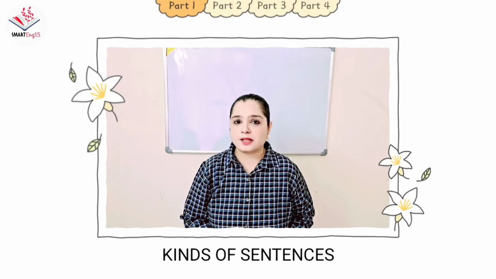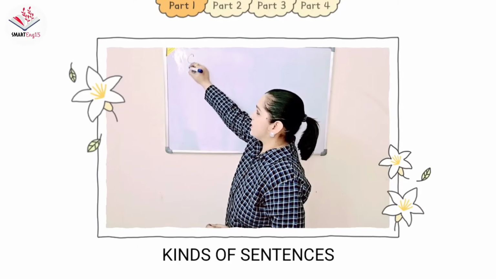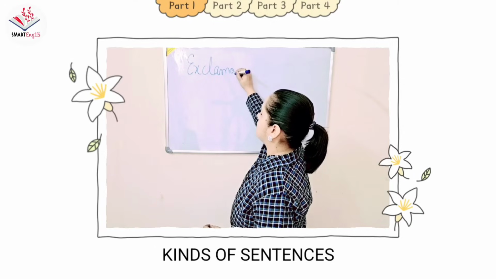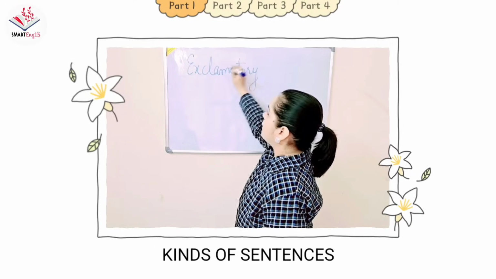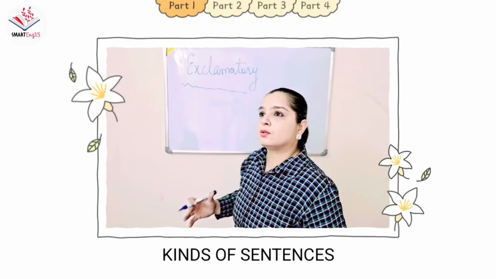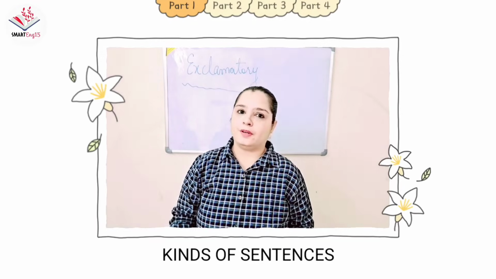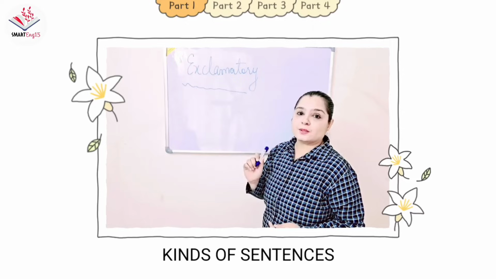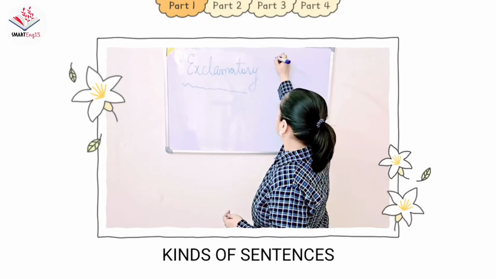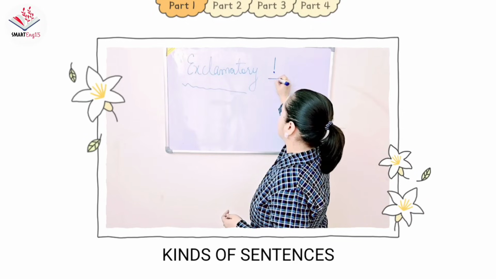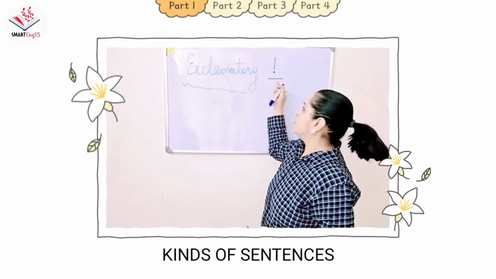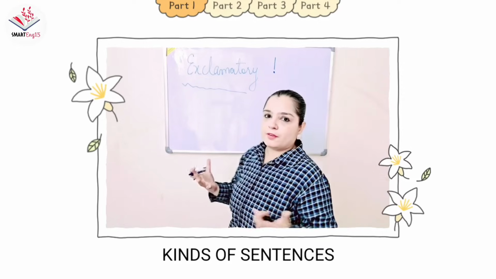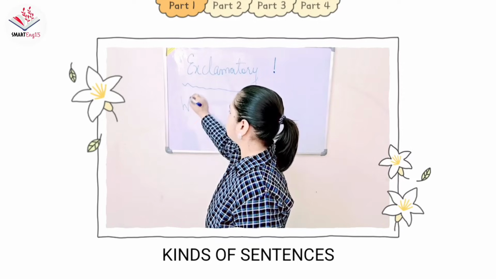The next sentence is the exclamatory sentence. Now this sentence shows strong emotions, strong feelings, feeling of surprise, right? And we use a special mark to recognize these sentences. This is an exclamation mark. If you can see this mark, this is an exclamation mark, right? So let us frame a few sentences, right?